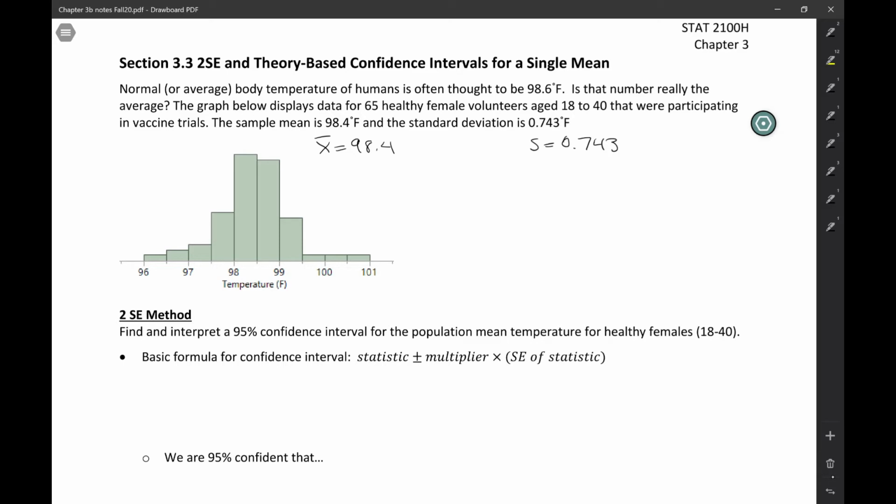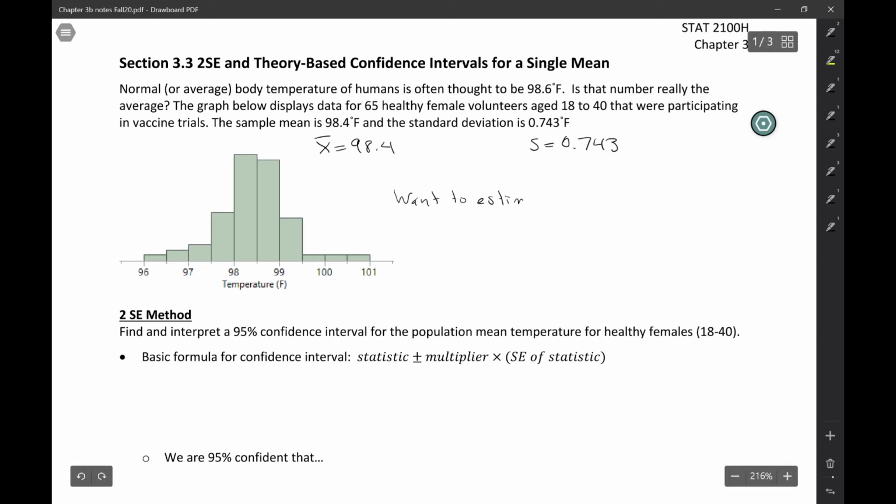And these numbers are both just describing the individuals in the sample. So the mean is saying that the average body temperature for these 65 people is 98.4, and the standard deviation is saying that on average, the individual body temperatures in this sample vary from the mean by 0.743. So this is a measure of the sample spread. And we want to use this to estimate the population mean.